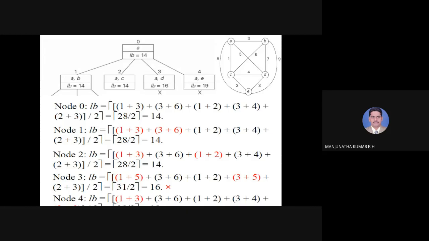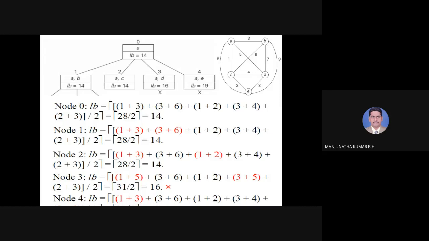Node 4 also let me explain. Then I will give 1 or 2 minutes time. If you have any doubts in this calculation, please ask me the doubts. So node 4 is related with the next option. Suppose if E is my second city, after A, what will be the lower bound value? Because I have to consider all the possibilities here in the very first level.